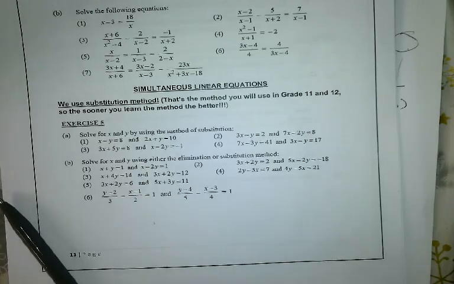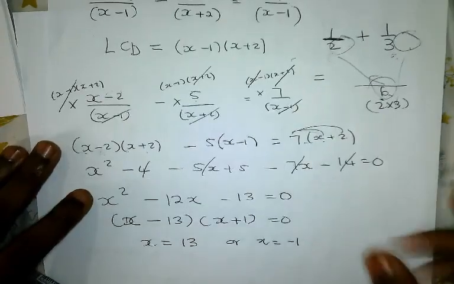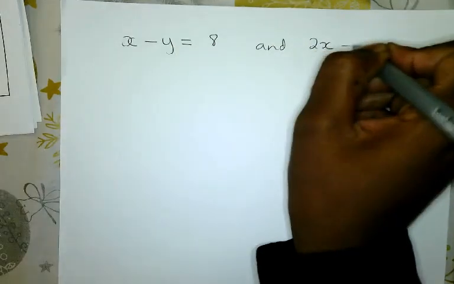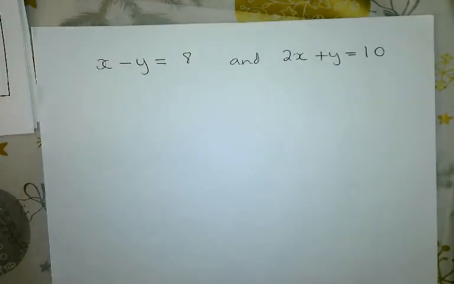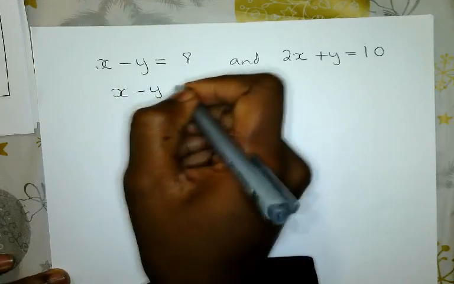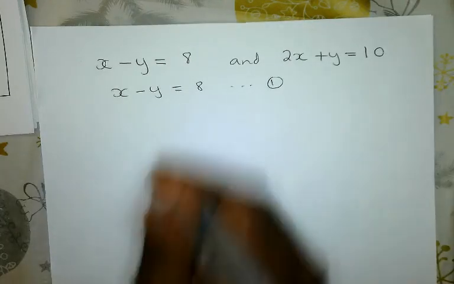It is always getting something as the subject of the formula. You always choose one equation and make it the subject of the formula. Let's pick a question: x minus y equals 8 and 2x plus y equals 10. Okay, let's look at this. So we've got two equations. This is an equation, so we write it as equation 1 or equation A. And then we've got 2x plus y. This is equation 2.